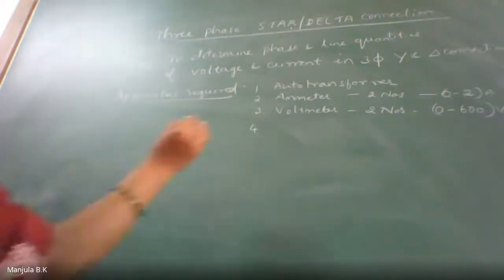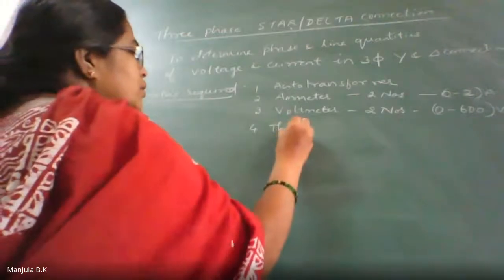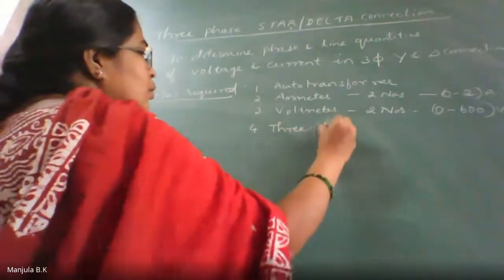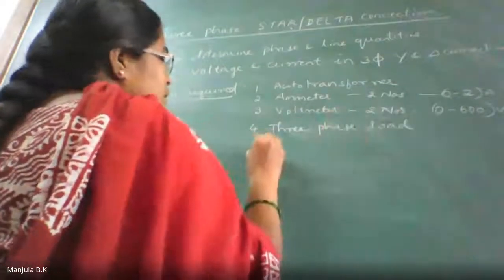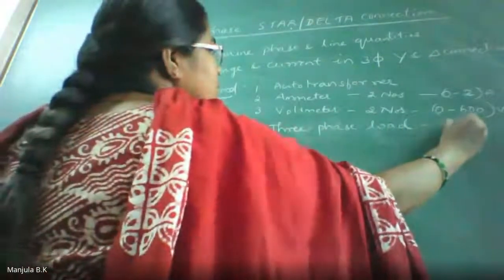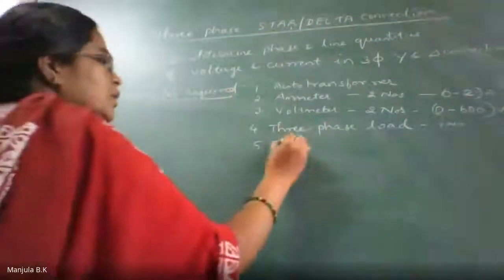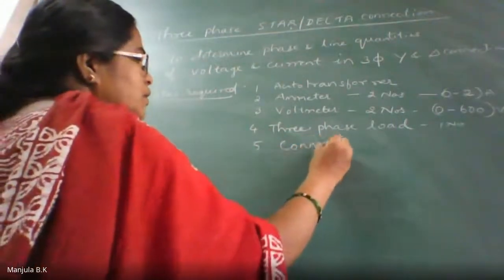Then we have to connect the load. So three-phase load, which is resistive in nature. So it is one number, and the last one is connecting wires.